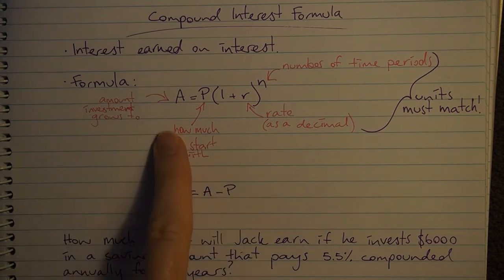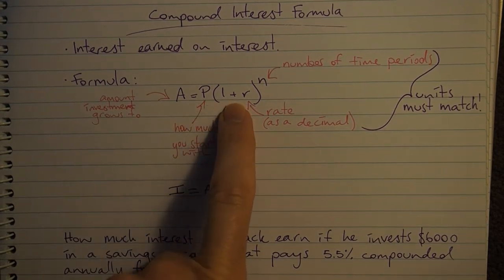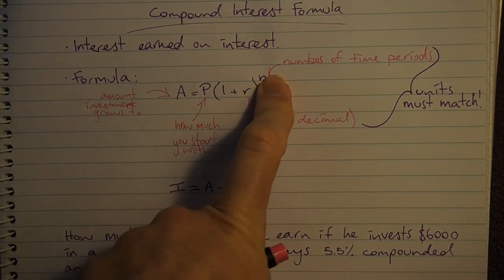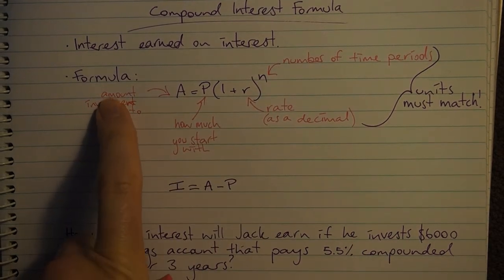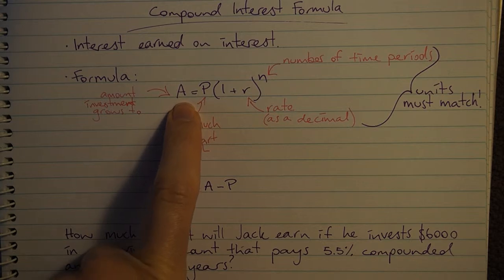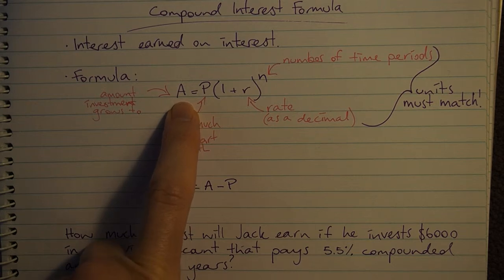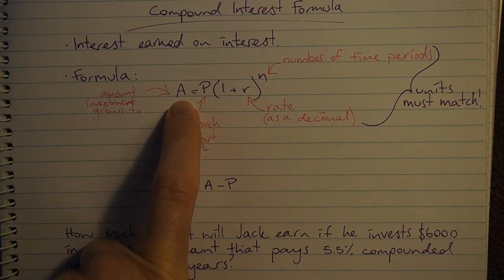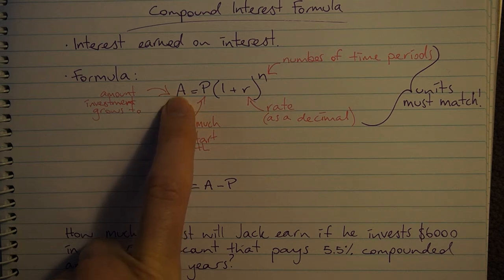Okay, so we've got A equals P(1 + R)^N, remembering that A is the amount that the investment grows to. So this is different to the simple interest formula because the simple interest formula calculates the interest earned, whereas the compound interest formula calculates the amount that the investment grows to. So it basically calculates your final amount.